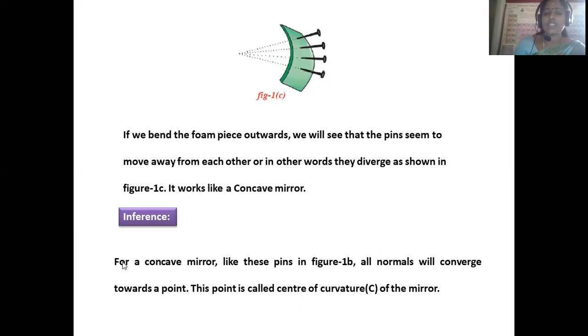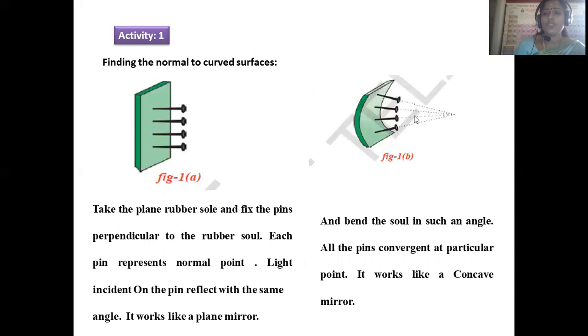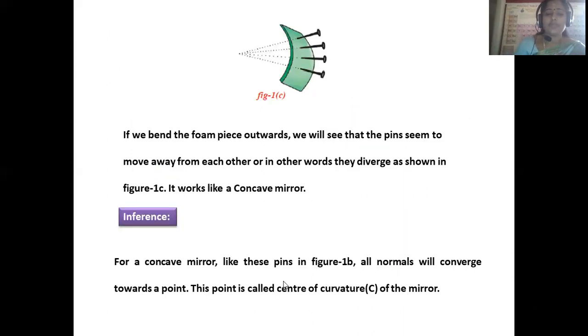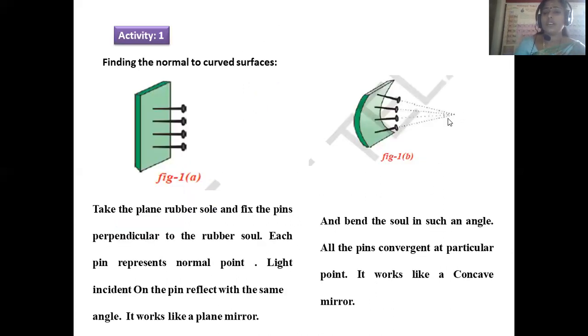After doing this experiment, what is the conclusion? What did you observe from this experiment? For a concave mirror, like these pins in figure 1b, all normals converge towards a point. They unite at a particular point. That is called convergence, and it is observed in a concave mirror. This point is called the center of curvature, where all the normals meet.